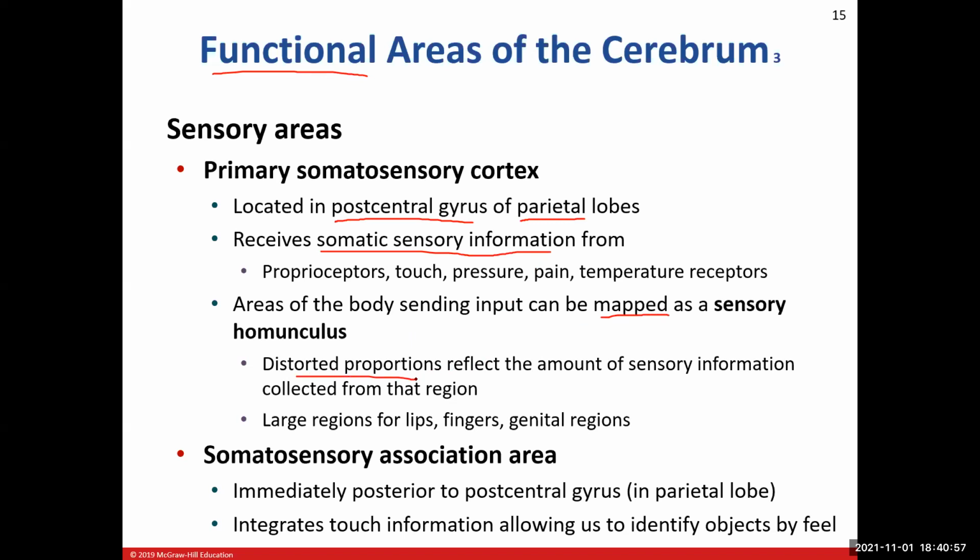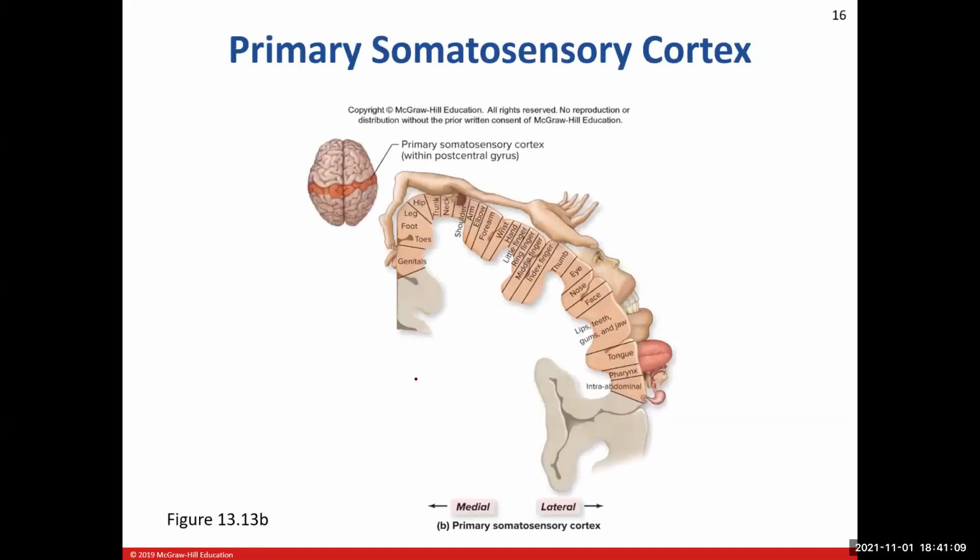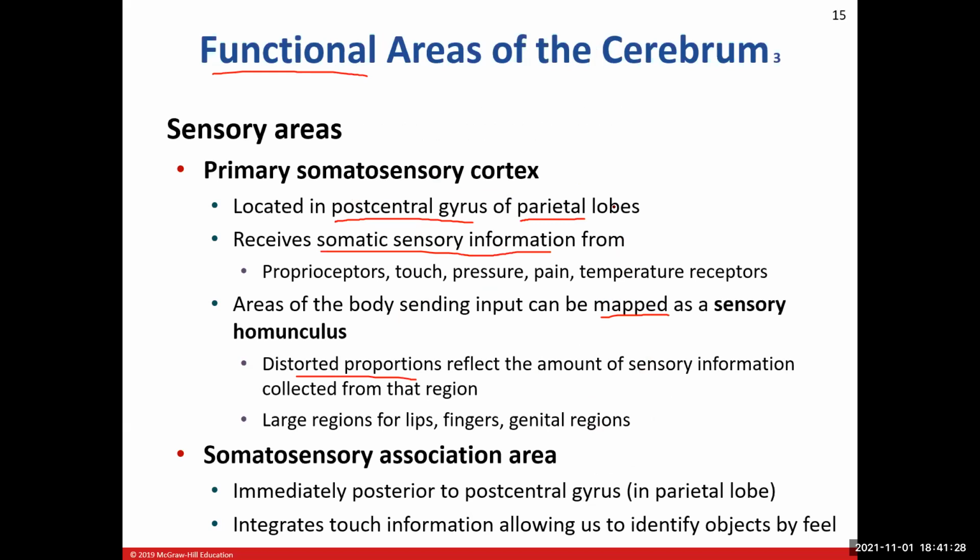And again, it all has to do with how much sensory information is coming from that area. So think on your body, certain areas are more sensitive than others. So they're going to appear larger on our sensory homunculus. So if you notice here, you can see the face and the hands are the two areas where you can see quite a lot of real estate that is being dedicated to those regions there. And that's because you have more sensory receptors there. So it's primarily going to be face, lips, fingers.